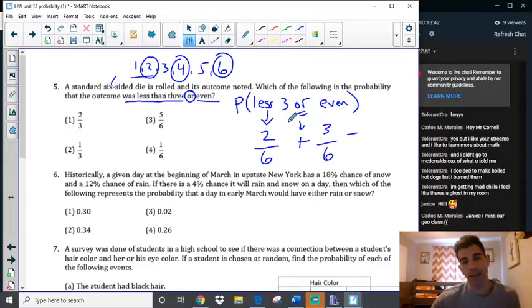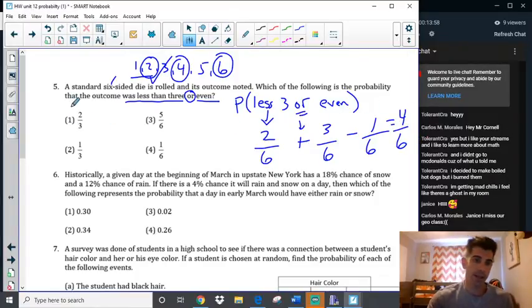So are there any numbers that are less than 3 and even? Yep, the 2 is less than 3 and even. So that's 1 out of 6. 2 plus 3 is 5. 5 minus 1 is 4. So that's 4 out of 6. That simplifies to 2 out of 3.